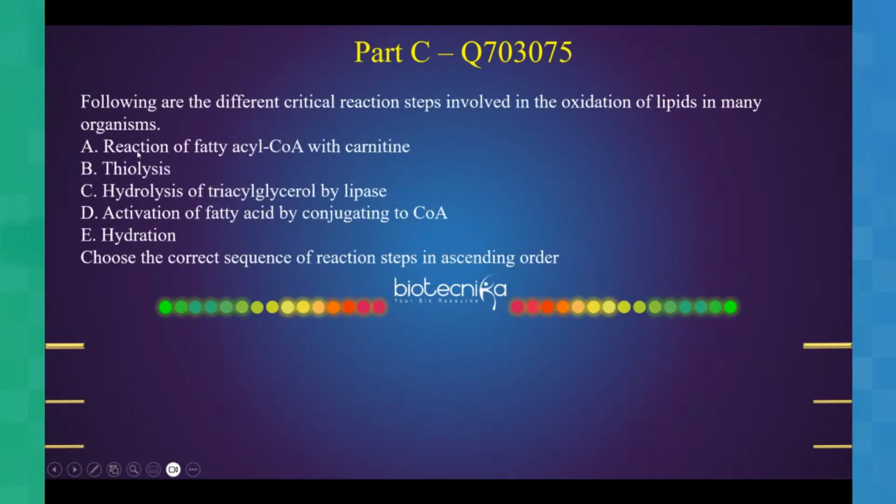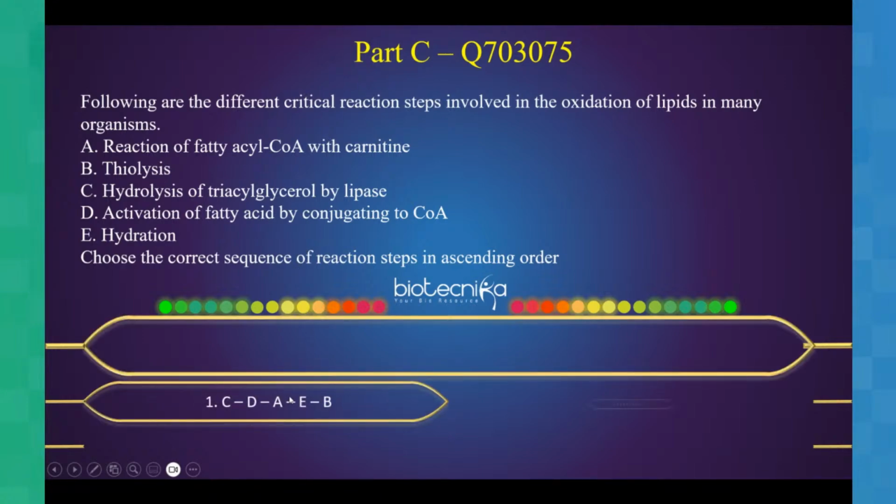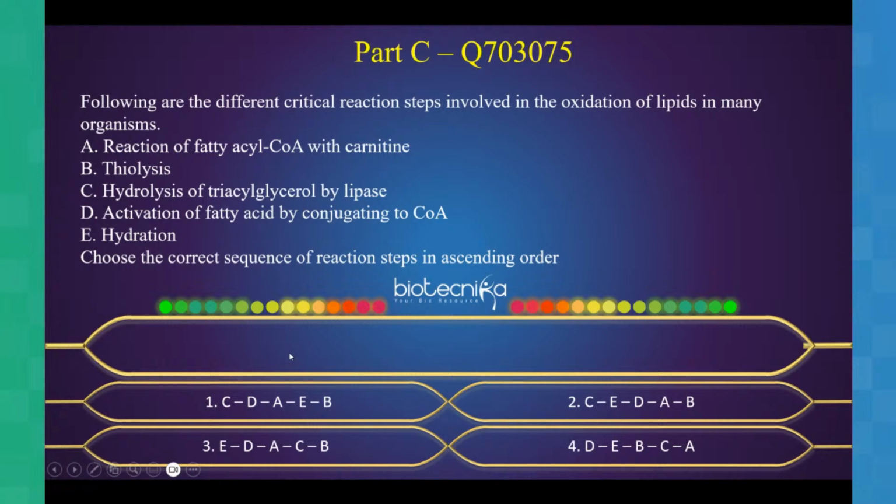Now, the next question was very easy. It was based on beta oxidation metabolism. They have given an ordering question. They have given some critical steps in the reaction, and you have to arrange them in ascending order. As I have always said, for ordering questions, you should pay attention to what they are asking, either ascending or descending. That means you have to arrange in a way that the earliest steps should be first and the last steps should be at the back.